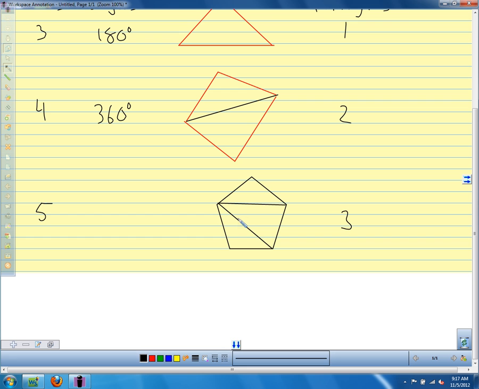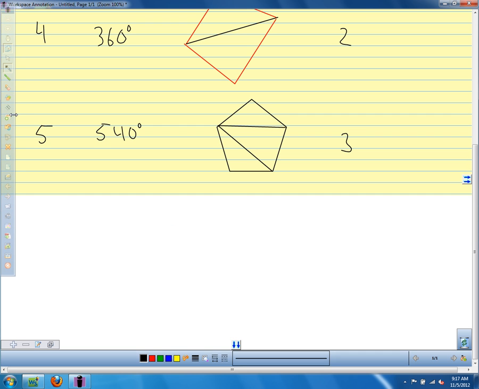So what do those add up to? I have 180 plus 180 is 360 plus 180, 540. All right, let's do one more. And then what we're doing is looking for a pattern here.